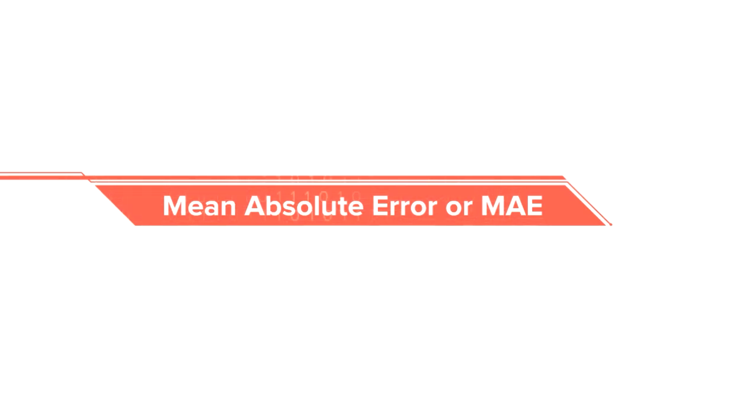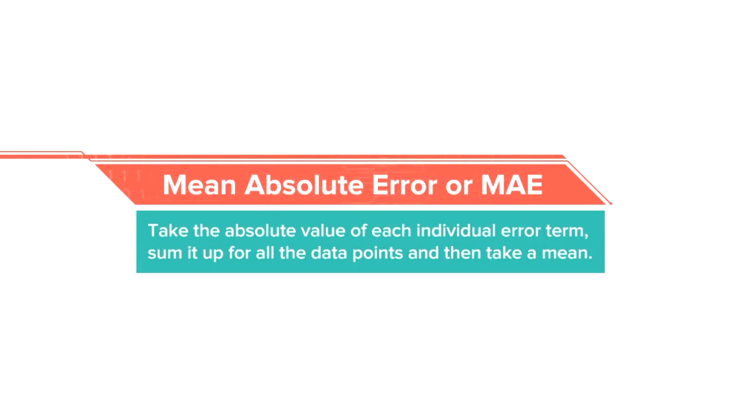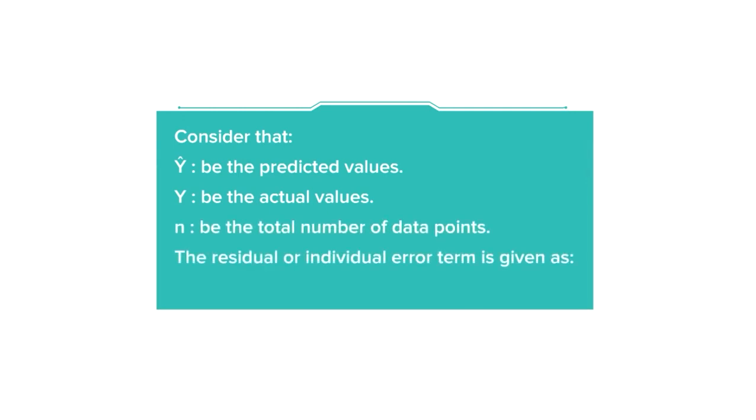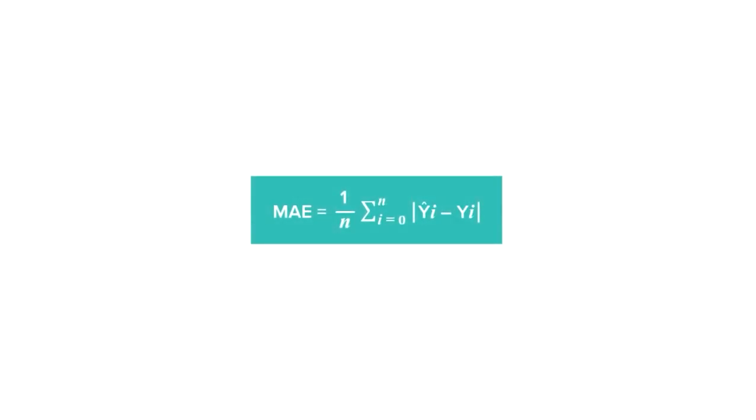In this, as the name suggests, we first take the absolute value of each individual error term, sum it up for all the data points, and then take a mean. So let's do that now. Consider y hat be the predicted values, y be the actual values, n be the total number of data points, and you know that the residual or individual error term is given as y hat minus y. So let's sum over the absolute value of all of them and divide it by the number of total points to get mean absolute error.